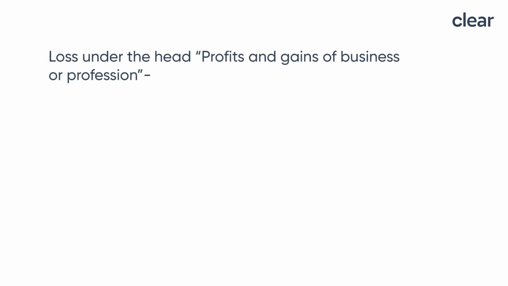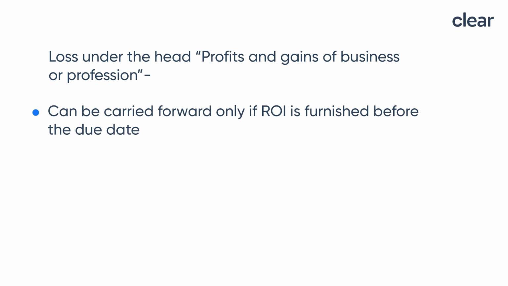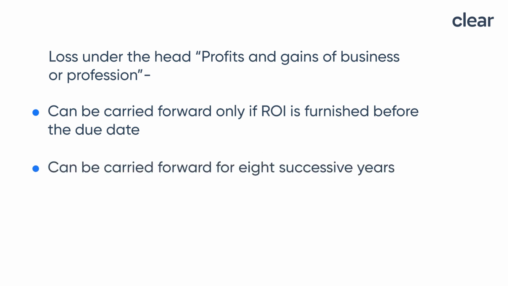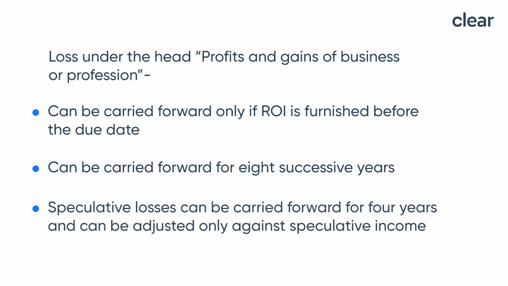Loss under the head profits and gains of business or profession can be carried forward only if the return of income or loss of the year in which the loss is incurred is furnished on or before the due date of furnishing the return. Such loss can be carried forward for 8 successive years, whereas speculative losses can be carried forward for 4 years. In the subsequent years, such loss can be adjusted only against income from speculative business, where it may be same or any other speculative business.